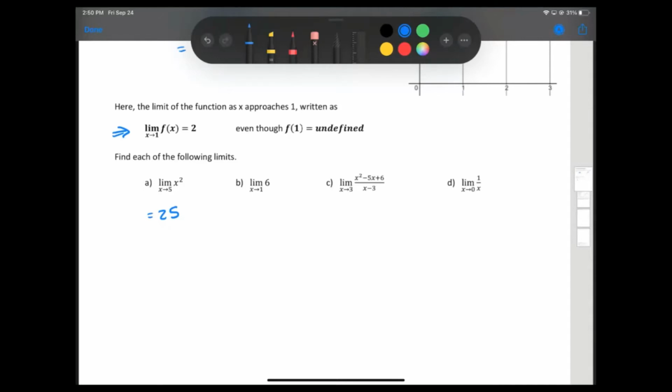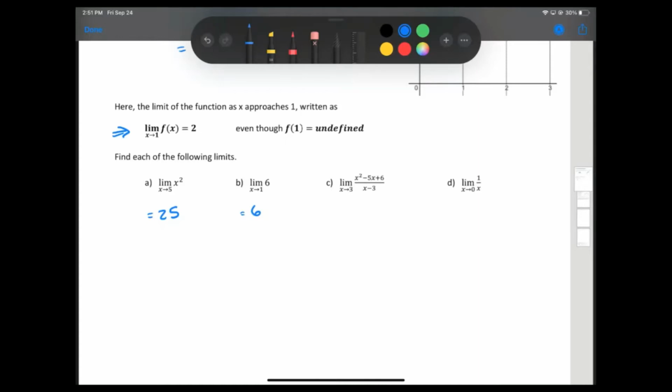This second one is going to confuse most people. That's okay. Let me explain it. The limit as x approaches 1 of 6. I want you to take a second and think about what that's saying. And hopefully you're getting the answer 6.